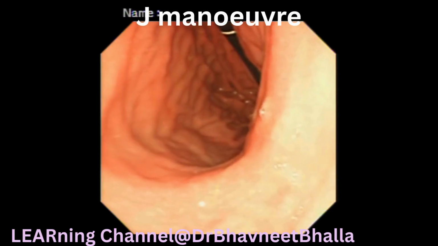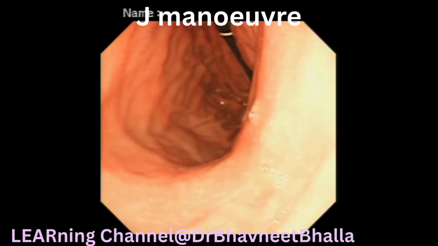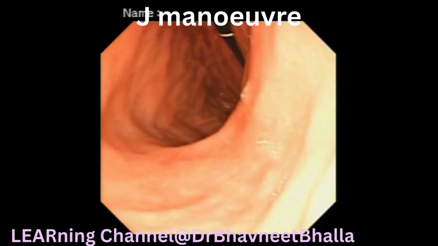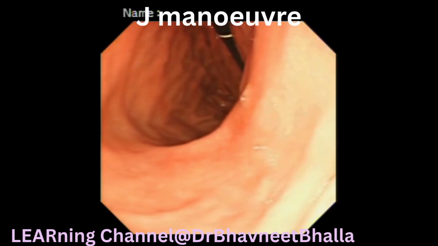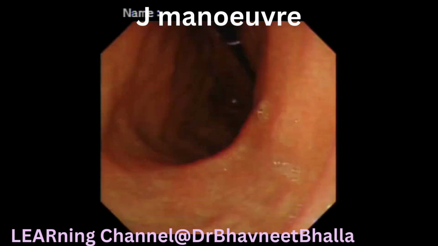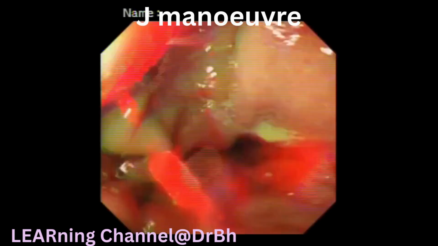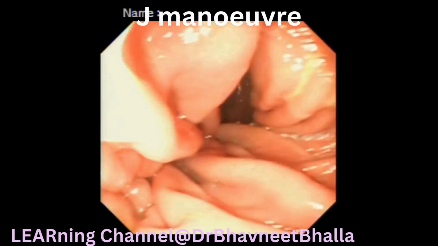Do complete 180 degrees upangulation of scope. At this point you can see the proximal stomach and the endoscope. Maintaining the upangulation, withdraw the scope gradually to approach the cardia and fundus of stomach. Do insufflation to open the lumen of stomach while approaching the cardia.